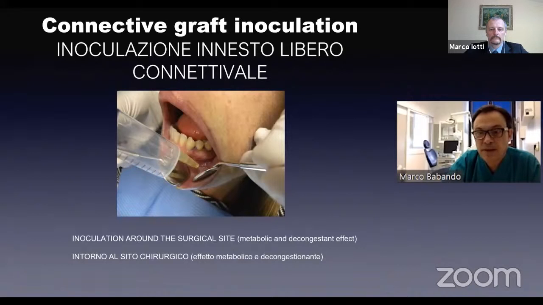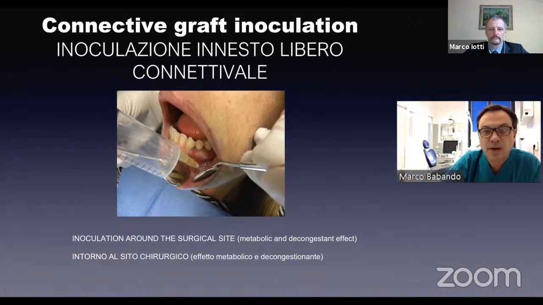So, of course, the anti-inflammatory and hypoxic effect is fundamental in any type of surgery, especially when we want to perform a free graft, where we take a specific portion of the palate and suture it on the site that needs treatment. And of course, we improve the metabolism and the revascularization of the graft by using ozone.